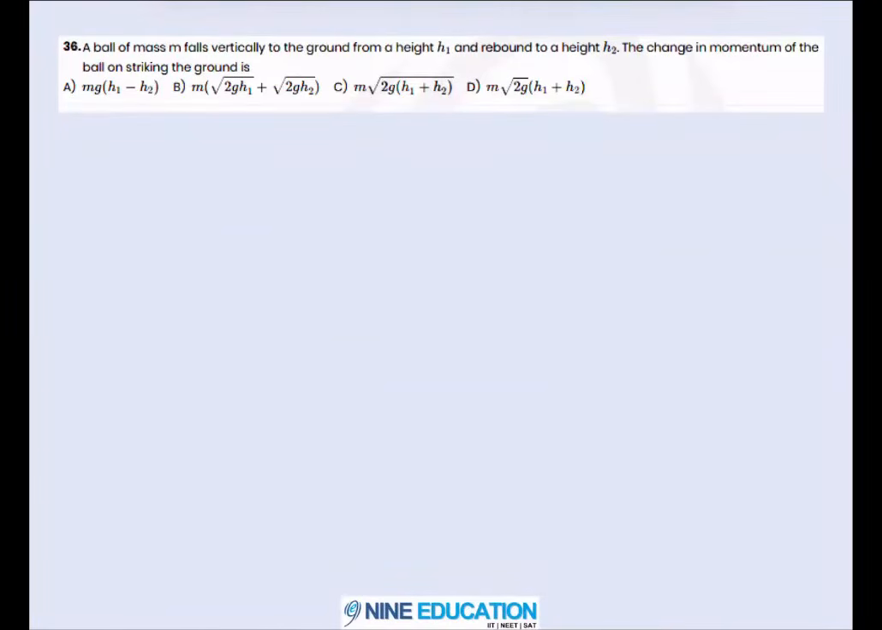Okay. So in this particular question, we have to calculate the change in momentum, right? If the ball is falling from a height h1, what will be the velocity just before the collision? The initial velocity, let me write it as u, just before the collision will be root over of 2g h1, correct? While after rebouncing, if its maximum height is h2, that means the velocity after collision will be root over of 2g h2.